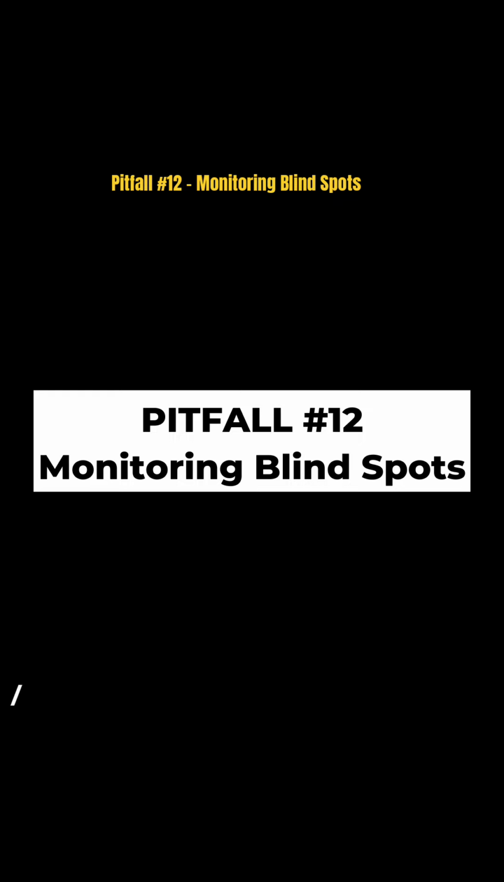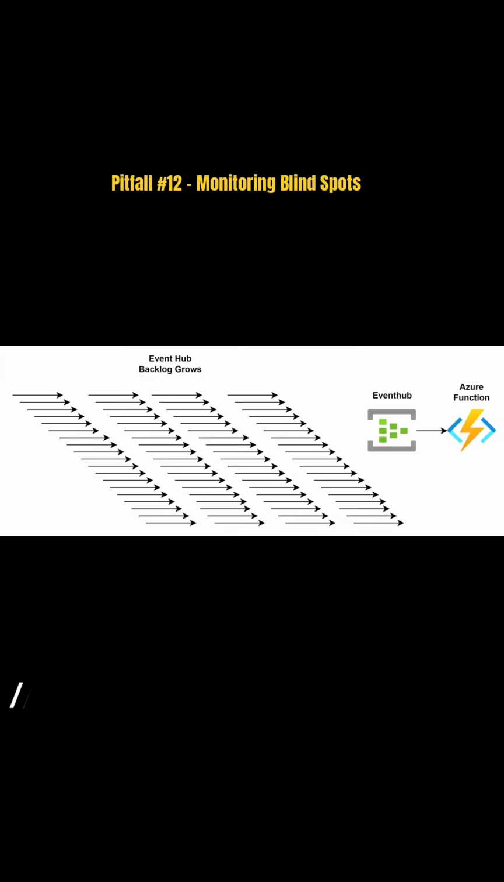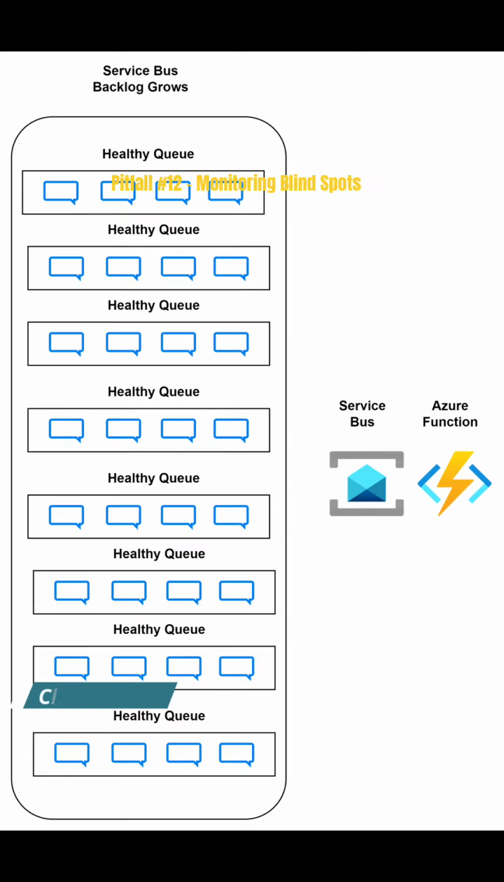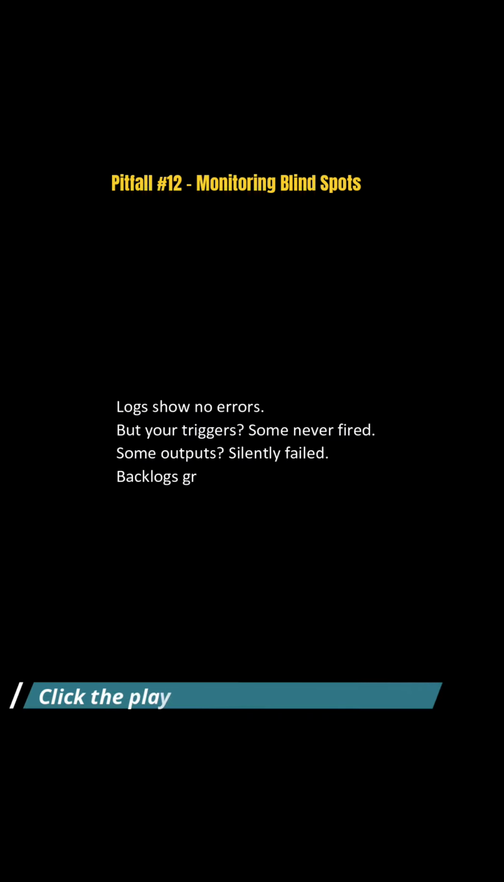So you have your Azure Function Hub dashboard, which shows healthy. Meanwhile, the Event Hub backlog grows. Service Bus queues pile up. Your functions appear healthy. Logs show no errors. But your triggers? Some never fired. Some outputs silently failed. Backlogs grow. Users complain. Welcome to monitoring blind spots, the invisible failure.